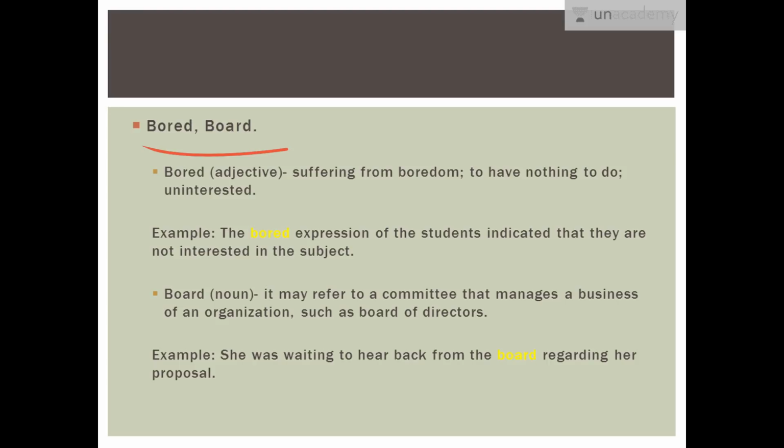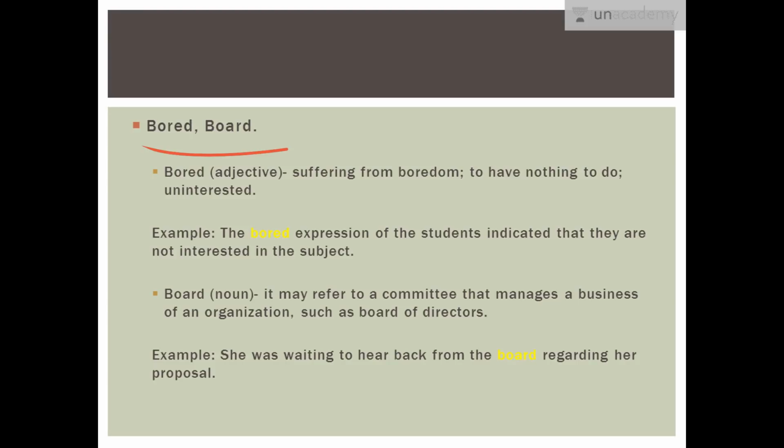So the next one is board, and this one is a noun. Now it refers to a committee that manages the business of an organization, such as the board of directors. We all have heard about the board of directors. For example, in a school there is a board of directors, or in some schools, like these days schools do have a board of directors, and then there is a company which has a board of directors, and then there is voting and things like that. So that is the board of directors.